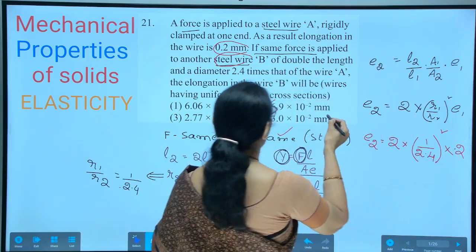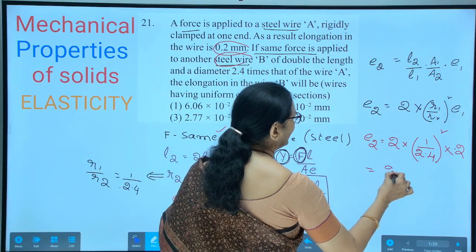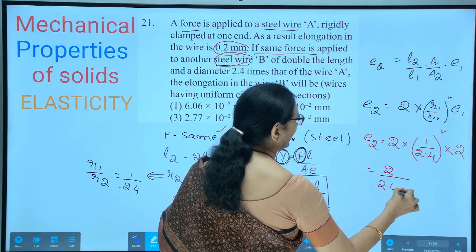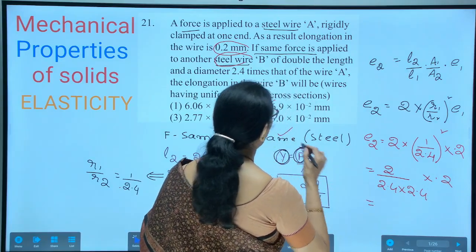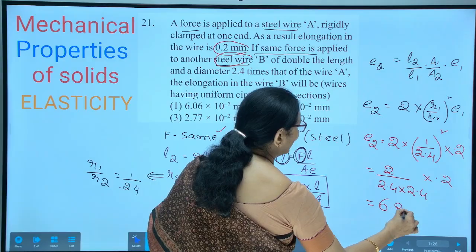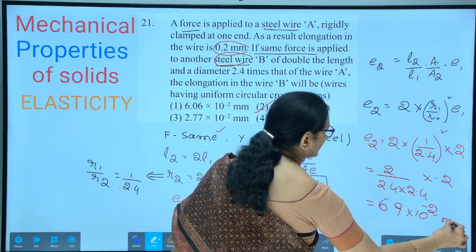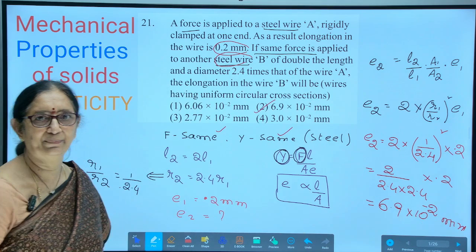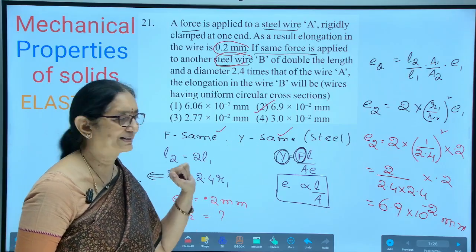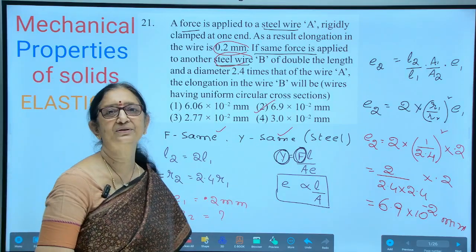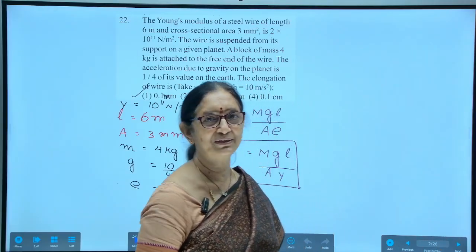As the answer is expressed in millimeters, you need not convert that. So, here it is 2 by 2.4 into 2.4 into 0.2. On doing simplification, we are getting it as 6.9 into 10 to the power of minus 2 millimeters. So, this is the correct option given. Here the main hint is same material, means Y is the same. Same force, so we just use the relation Y is equal to FL by AE. So, let us move on to the second problem.